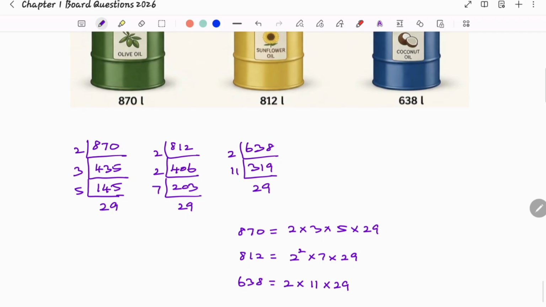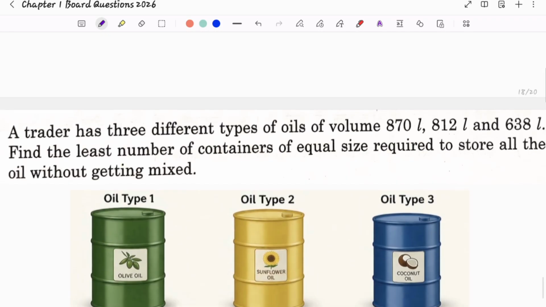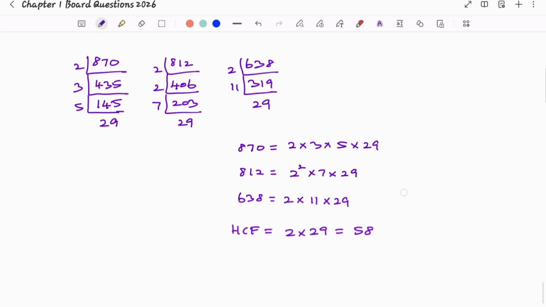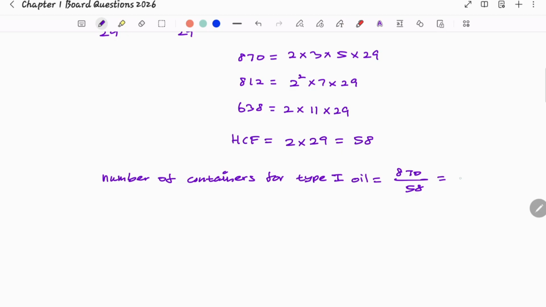Okay. But this is not a final answer. This 58 represents the volume of each container. Now we have to find out the number of containers for olive oil, sunflower oil and coconut oil. So number of containers for type 1 oil is 870 divided by our HCF value. HCF value is 58. If we divide these two, it's exactly 15 times.